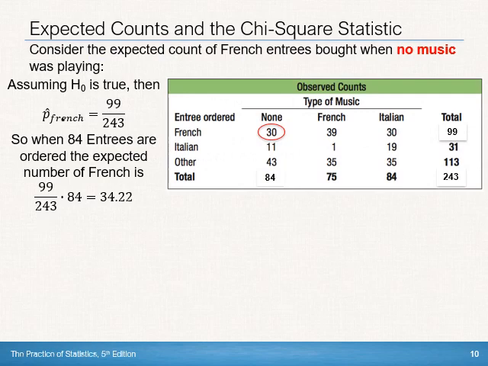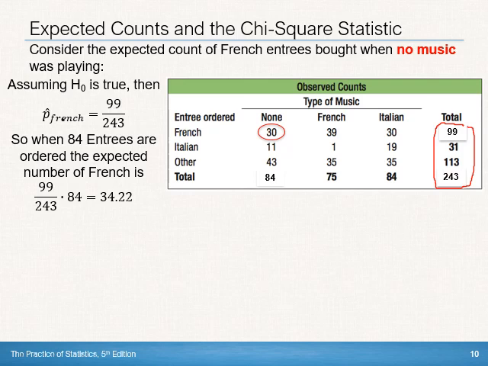All right, so here's the data that we saw in the previous table. What we want to do is figure out what the expected counts are. So the null hypothesis is saying that the distribution for all 3 nights, for the no music, French music, and Italian music, is really the same. So it's really going to be looking at this data here. In other words, when no music is played, the proportion of French food is the same as the proportion in the last column of 99 divided by 243.